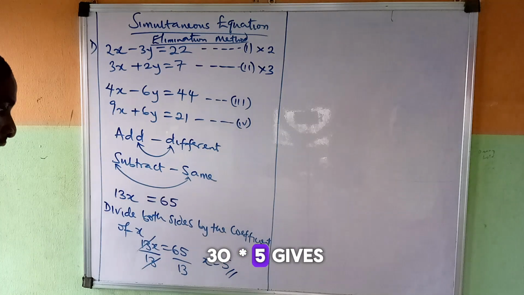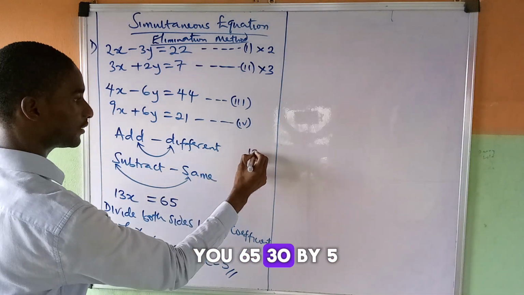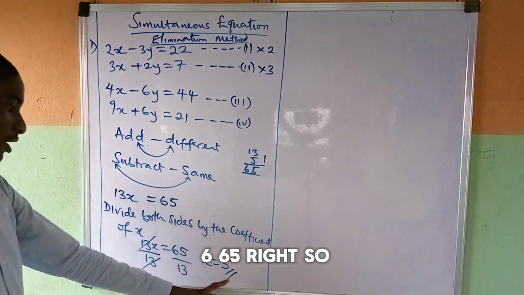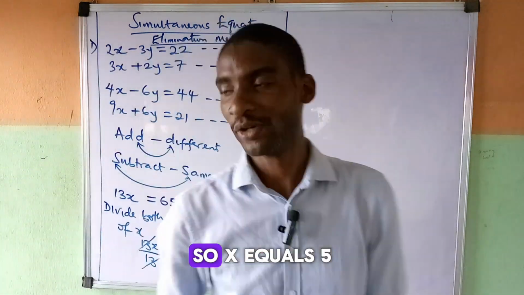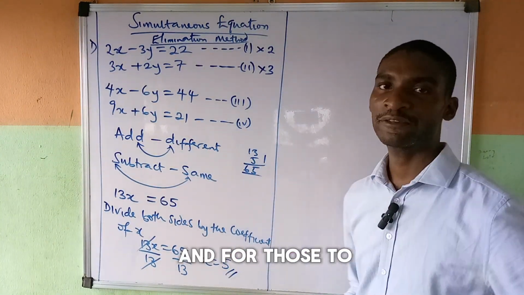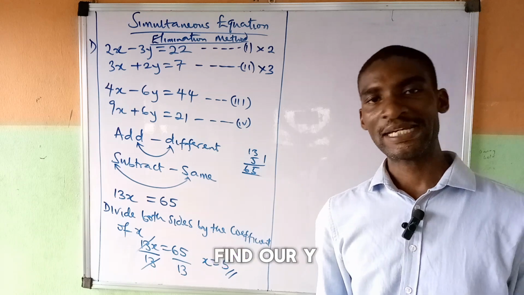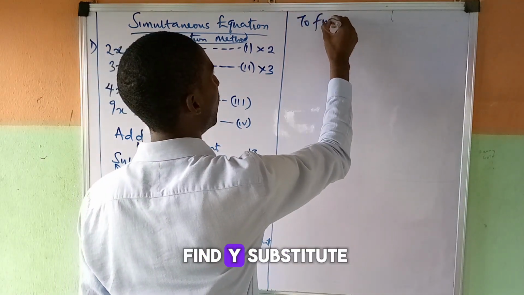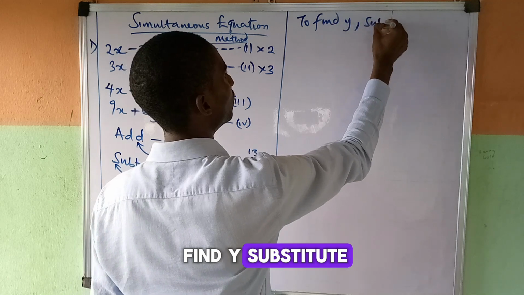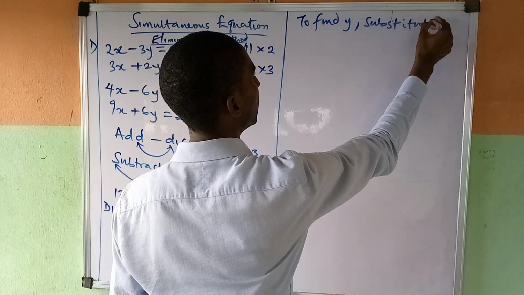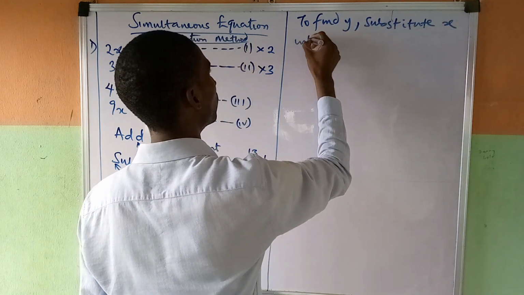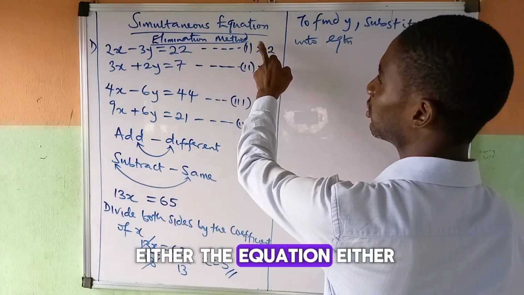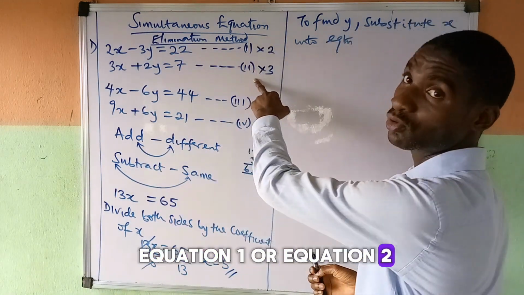Because 13 times 5 gives you 65. 13 by 5, this is 15, 5, 6, 65. Alright, so we are correct. So x equals 5. And for us to find our y, you say to find y, substitute x into equation. So you can choose either of the equation, either equation 1 or equation 2.